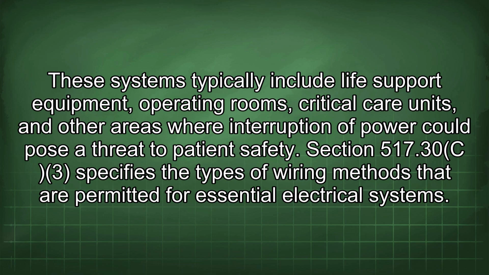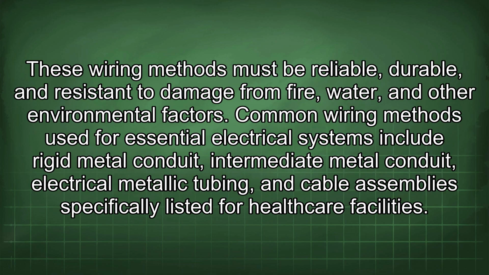Section 517.30(C)(3) specifies the types of wiring methods that are permitted for essential electrical systems. These wiring methods must be reliable, durable, and resistant to damage from fire, water, and other environmental factors. Common wiring methods used for essential electrical systems include rigid metal conduit, intermediate metal conduit, electrical metallic tubing, and cable assemblies specifically listed for healthcare facilities.